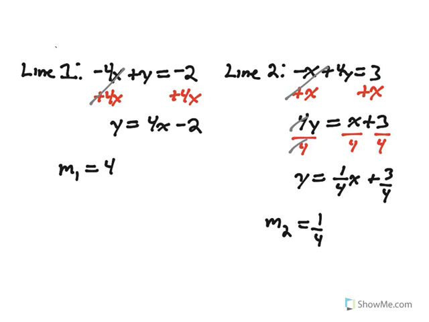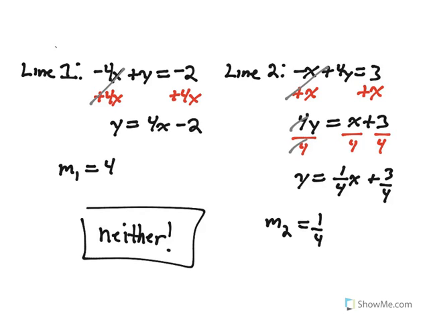Now 1 over 4 is the reciprocal, but it's not the negative reciprocal. If it were negative 1/4, then that would be the negative reciprocal, and then we can say they're perpendicular. But since it doesn't have that negative sign, the lines are neither. Okay, so that is that. And there you have it. Those are your 3 possible scenarios that you're going to get for those lines.